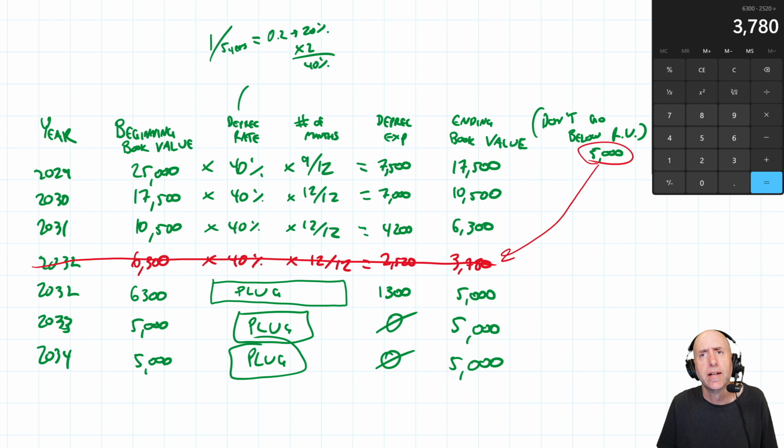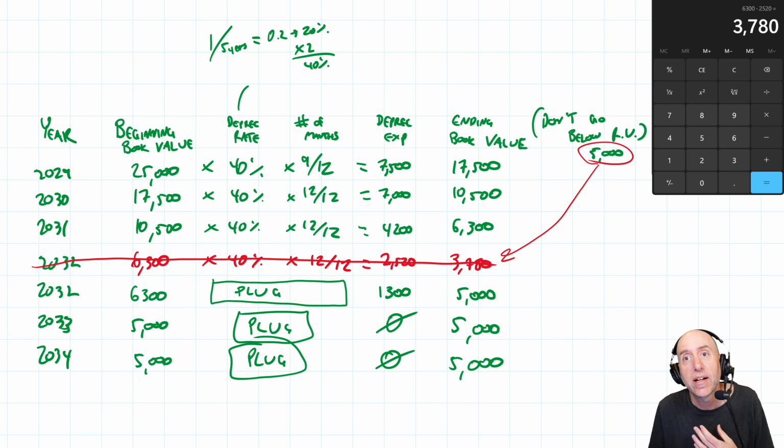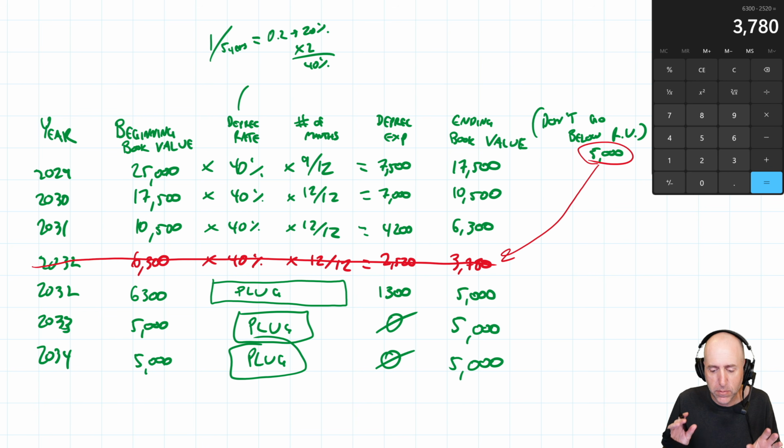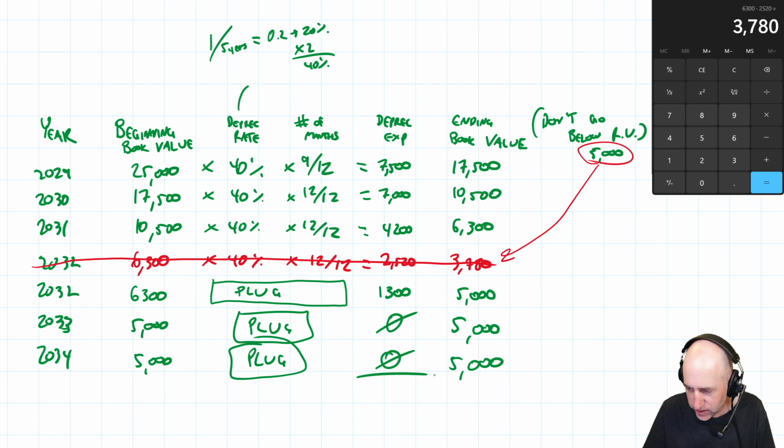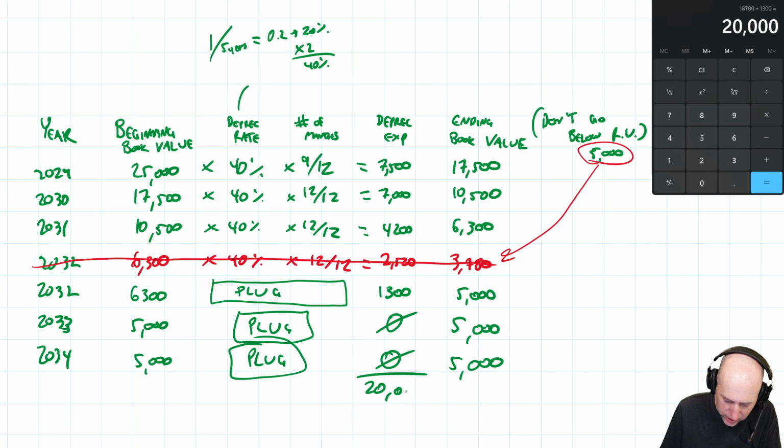Sometimes this plugging doesn't sit well with students. They go, I don't like plugging. Neither do I. But it is a reality in accounting because a lot of accounting is based on estimates. And what we've said fundamentally here is 7,500, totaling our depreciation here, plus 7,000, plus 4,200, plus 1,300 is 20,000. We've said our total depreciation expense here needs to be 20,000.